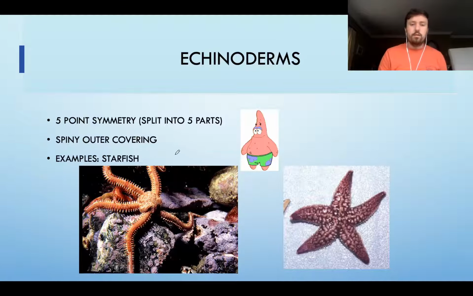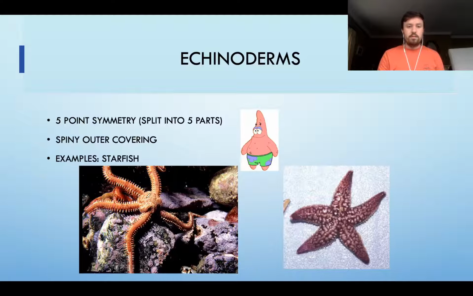Next we have echinoderms. Okay, we see our friend Patrick here, and he has 5 parts to him, right? 1, 2, 3, 4, and 5. And that's actually one way you can tell he's an echinoderm, because he has this 5-point symmetry, right? He's split into 5 parts, okay? And that's one way to define an echinoderm.